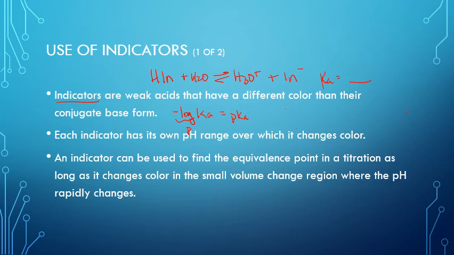We're trying to make a number in scientific notation that's either really, really small or really, really large into a more usable number. So when we look at this, to choose our indicator, we can take the pKa and we can add or subtract 1 from it. That gives us basically a 1 to 10 ratio in either direction of the In- to HIn concentration.